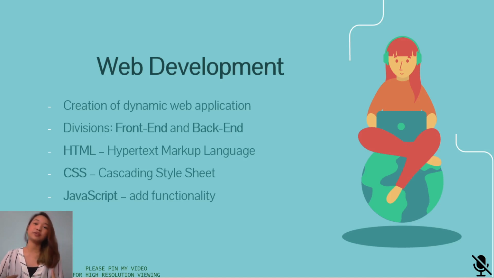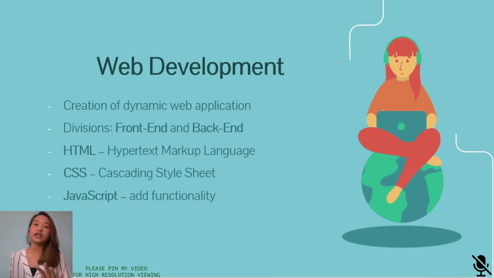So the definition of web development, it is a creation of dynamic web application. There are two divisions when it comes to web development: front end and back end. To differentiate, the simple term for front end is user interface, or simply what the user sees. That's why it's front end. And back end is more on the programmer's code, program code. It is more on the functionality of web development.